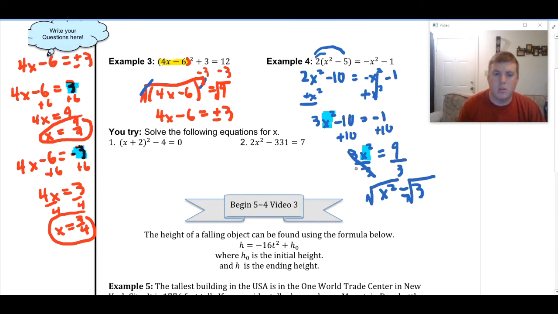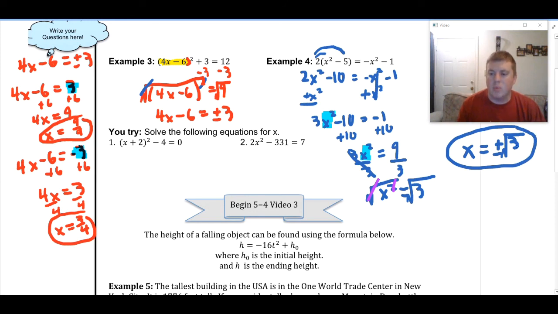On the left, our squared and our square root symbol are going to cancel each other out. And so, remember, when we take the square root of a number here, we cannot simplify the square root of 3. That's as simple as we can get. So we are going to put x equals plus or minus the square root of 3, so that we show both answers for when we take the square root. If this were to simplify, we would simplify it, but since the square root of 3 is as simple as we can get, we will just leave our answer as is.